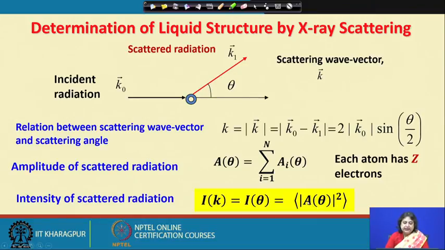So, I can say that if I measure the intensity at different theta, I am equivalently talking about measuring the intensity at different wave vectors, and that can be related to the square of the amplitude of the scattered radiation at that particular angle. Now, how do I interpret this intensity I of k?